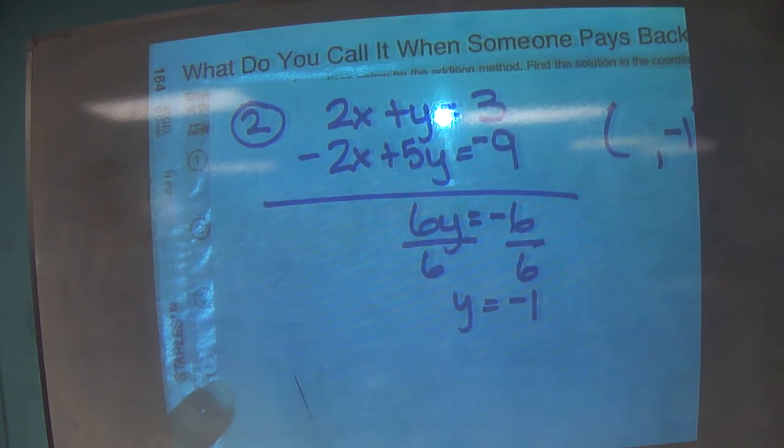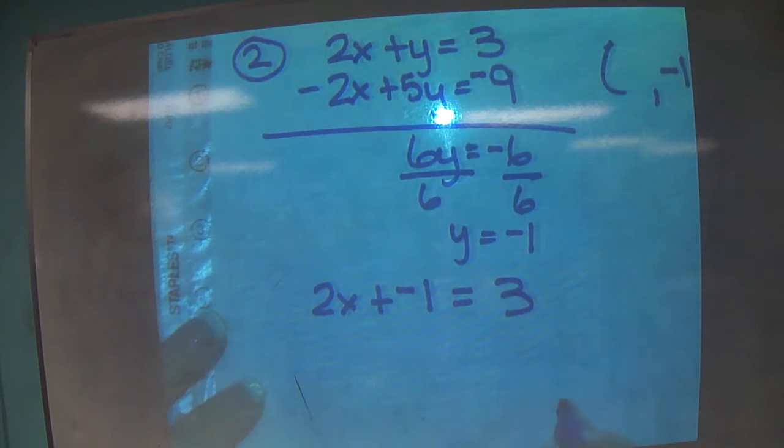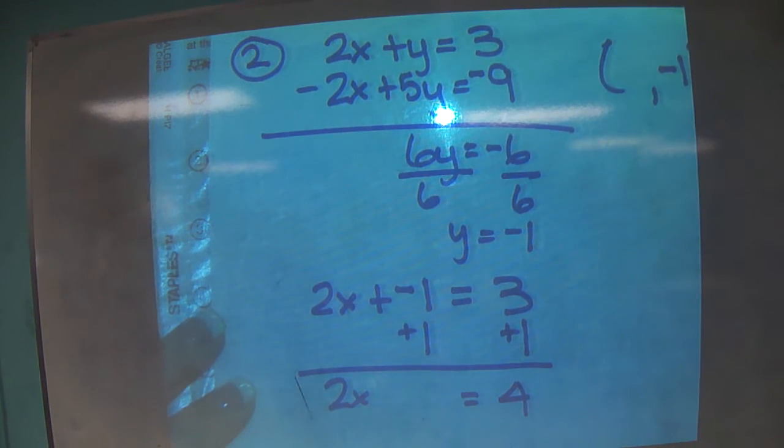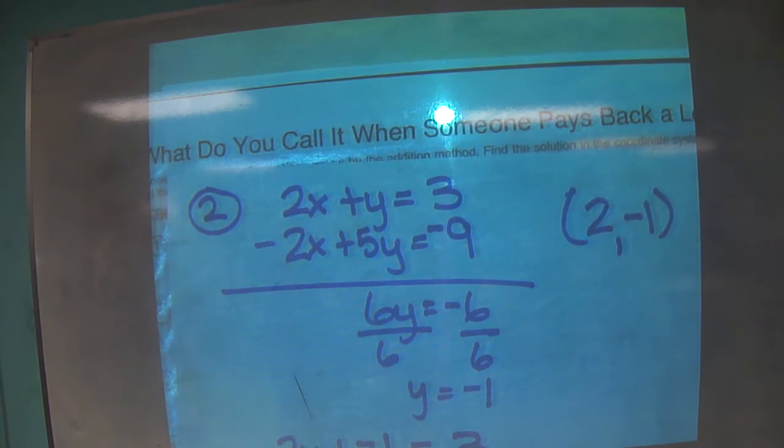No. Now we're going to substitute -1 into either original equation. So 2x plus -1 equals 3. What do we do to get 2x by itself? Add on both sides. Add positive 1 to both sides of the equal sign. 2x equals 4. What's x equal? 2. X equals 2. Our answer is 2, -1.